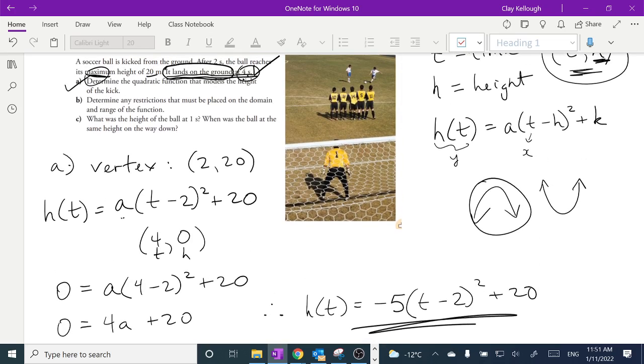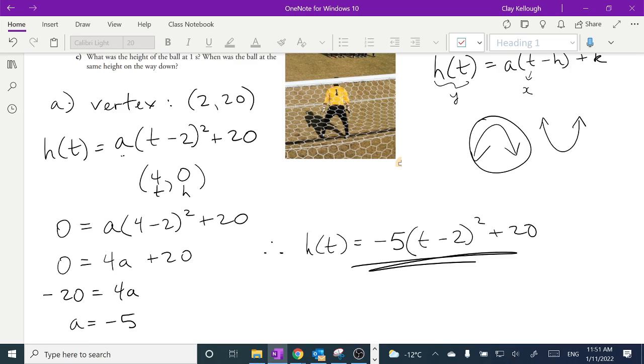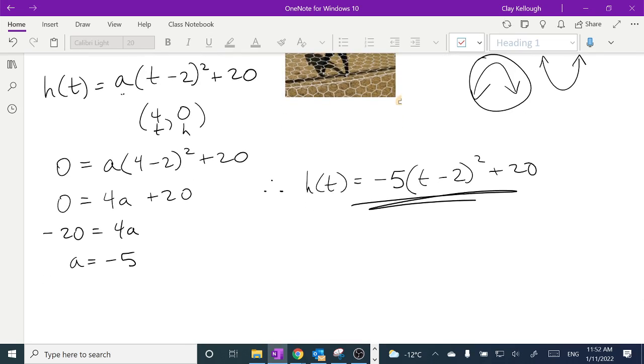Determine the quadratic function. What are the restrictions that must be placed on the domain? Okay, can time be any number? Well, not really. I would say that my domain is that time has to be greater than or equal to 0, right? There's an instant when I kick the ball, my foot connects with the ball, that'd be time 0. And then after that, time keeps going. But wait a minute, does the ball stay in the air forever?